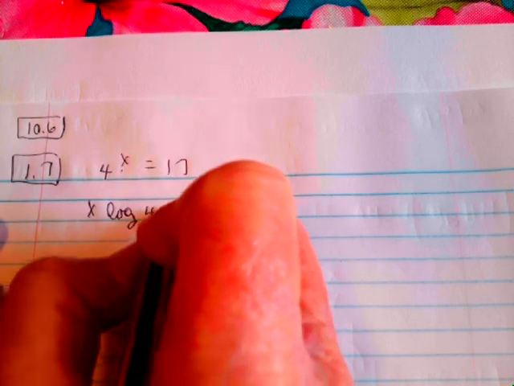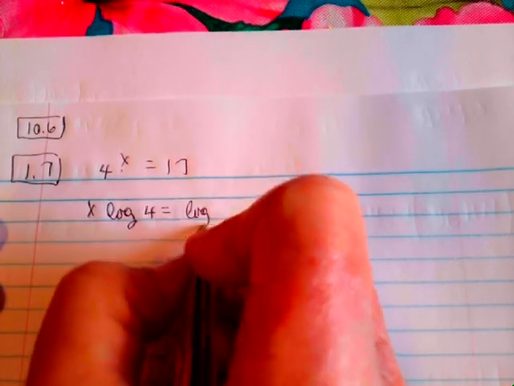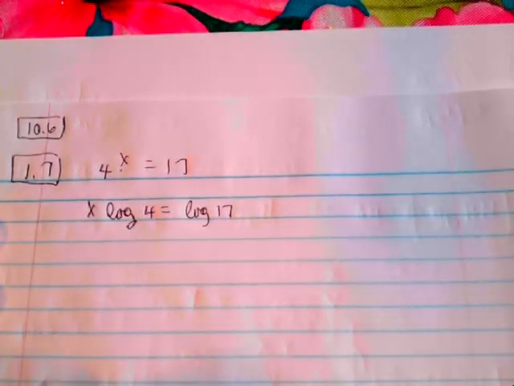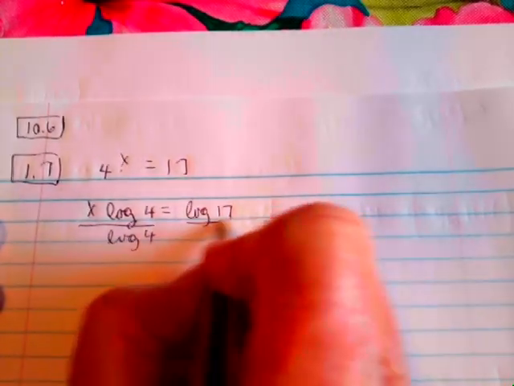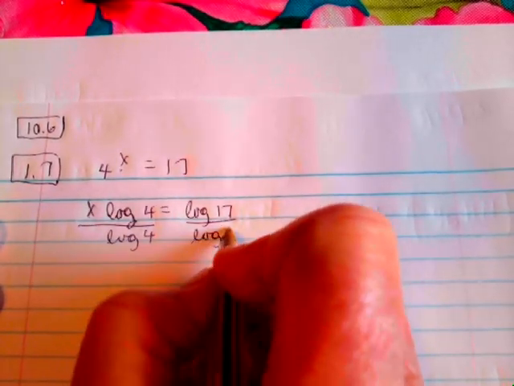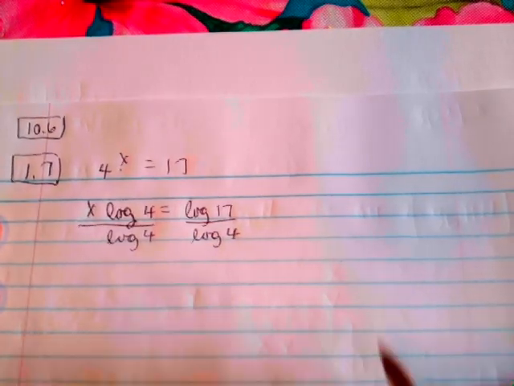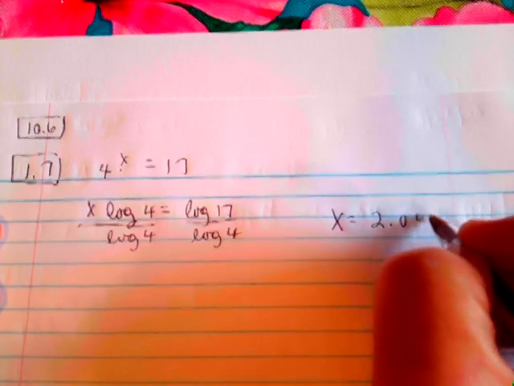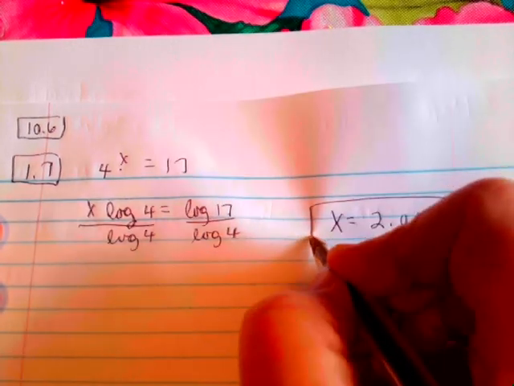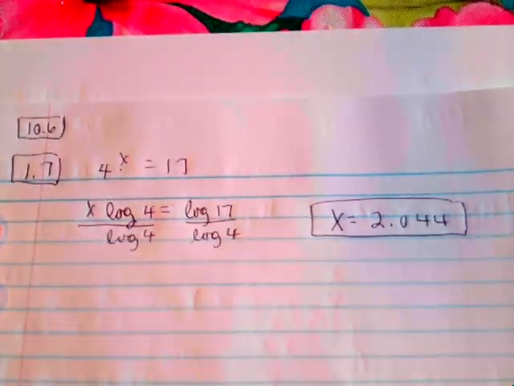We're going to use the properties which say if you have an exponent, bring it around in front and multiply by it. We have x log of 4 equals log of 17. To solve for x, we're going to divide both sides by log of 4. We're then going to use our calculator. When we do that, we will get x equals 2.044. Final answer.